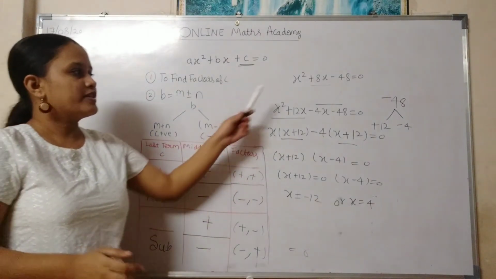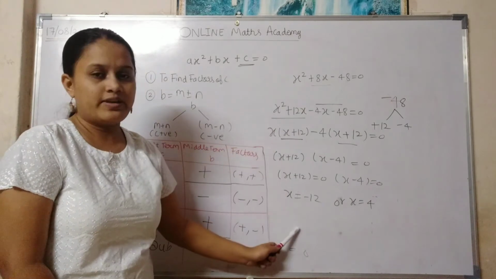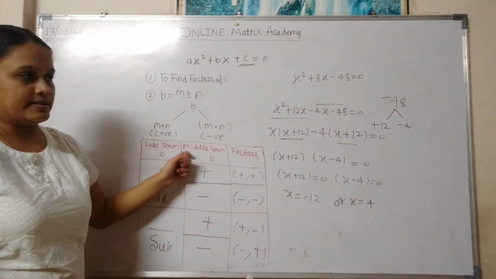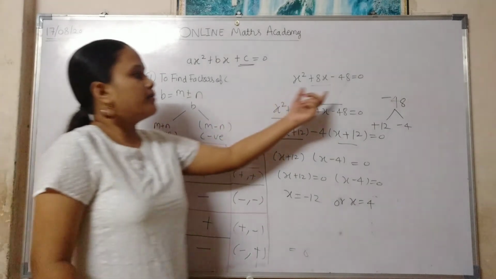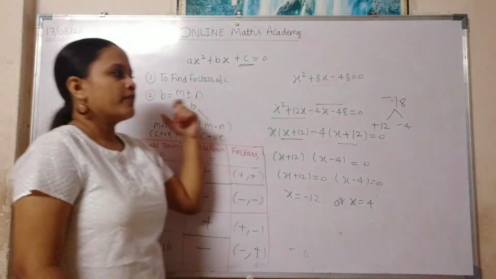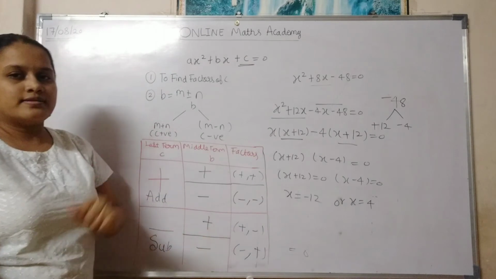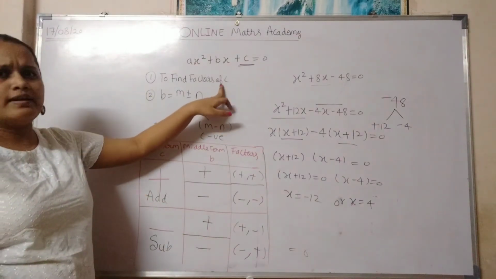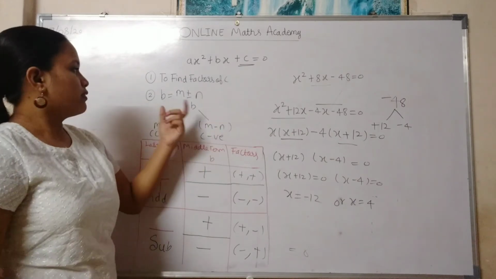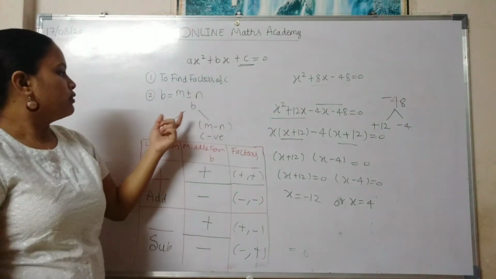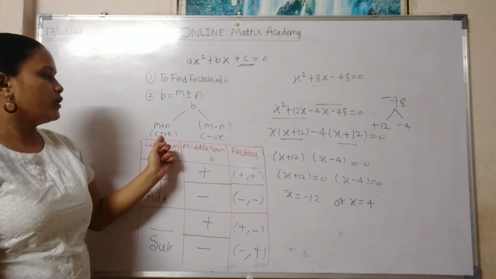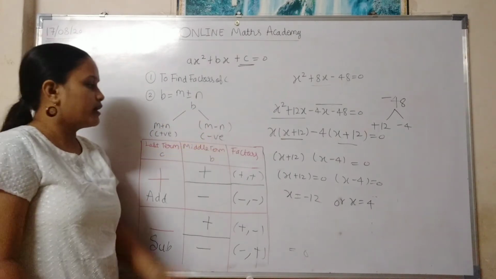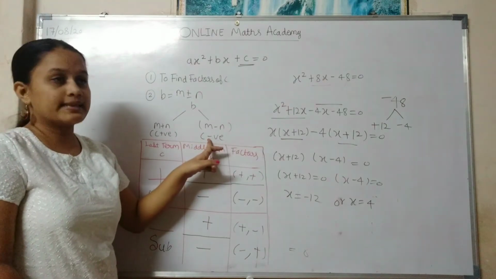To solve the equation by factorization, this part is very easy. The thing where students get confused is to find the factors. We have seen that a number has many factors, to choose the correct factor is the main thing. So we'll just revise. First thing is we write down the factors. The factors which we choose, their addition should be equal to b when last term is plus. Or their subtraction should be equal to b when c is negative.